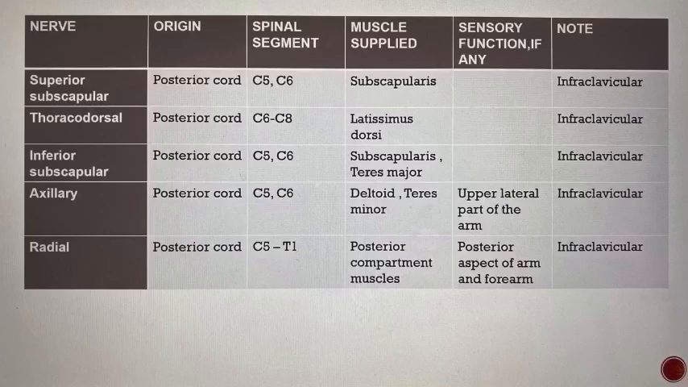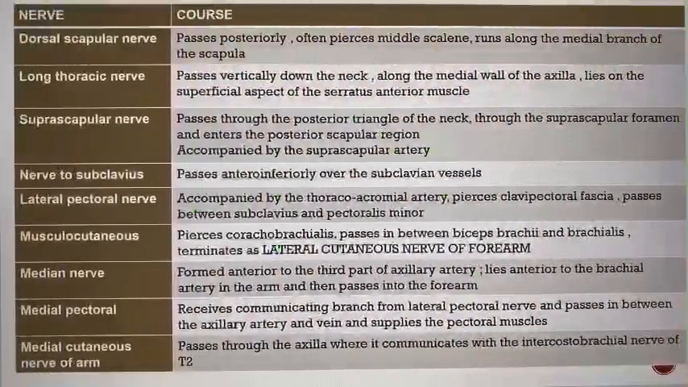Radial nerve. The radial nerve arises from the posterior cord. Spinal segments C5 to T1, the thickest nerve, supplies all the posterior compartment muscles and supplies the skin over the posterior aspect of the arm and the forearm. It is an infraclavicular branch. This slide gives you a brief description about the course of each of the nerves.